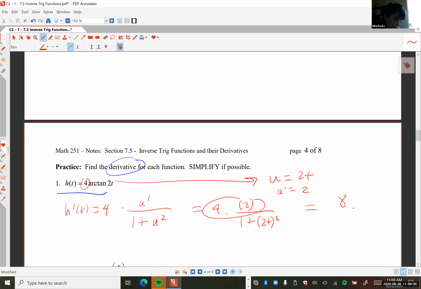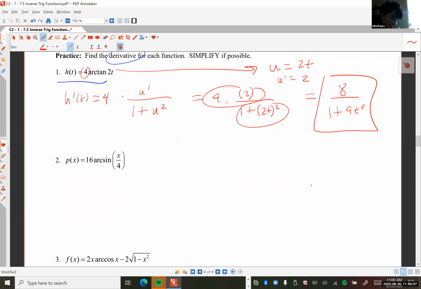4 times 2 is 8. And then down here you want to use your exponent laws. There's your derivative right there. And we're done. It's that easy. Or is it always that easy? Sometimes I like you to do a lot of algebra.